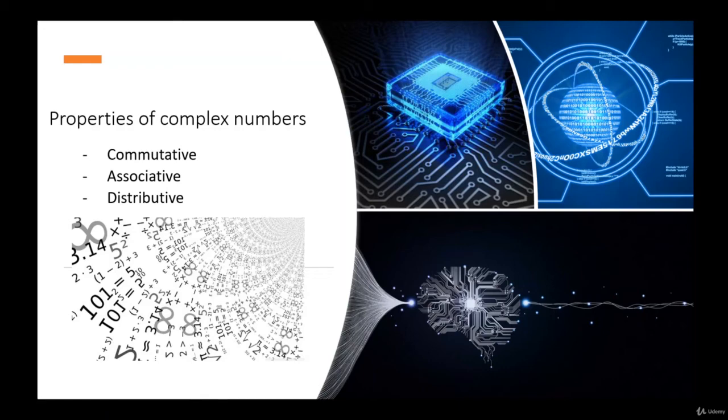So this is another property of complex numbers. Changing group terms inside of the equation of the complex number will not affect the complex number in the end. And finally, the last part is that a complex number is distributive.